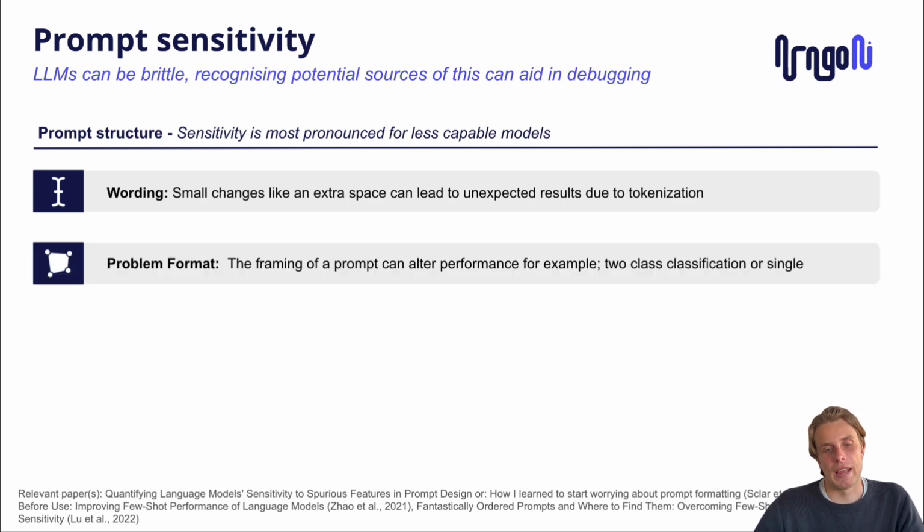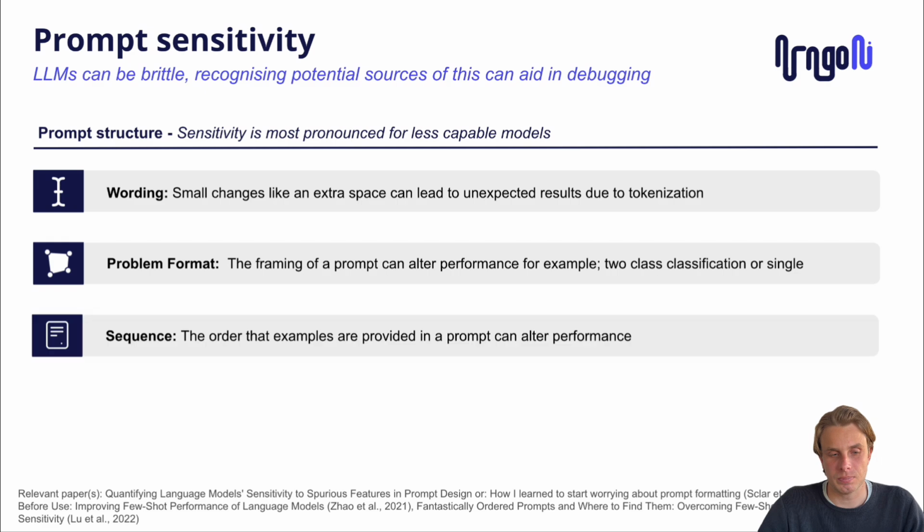The problem format, so how you frame your task, can impact performance. A classic example is if we are trying to detect whether a user is likely to churn. You can do this as a two-class approach, likely to churn or not likely to churn. Or you could ask for a single classification: is this user likely to churn? Depending on how you frame that, whilst you're getting the same outcome, it can result in different performance. So you should try out these different strategies and see which one works best for you.